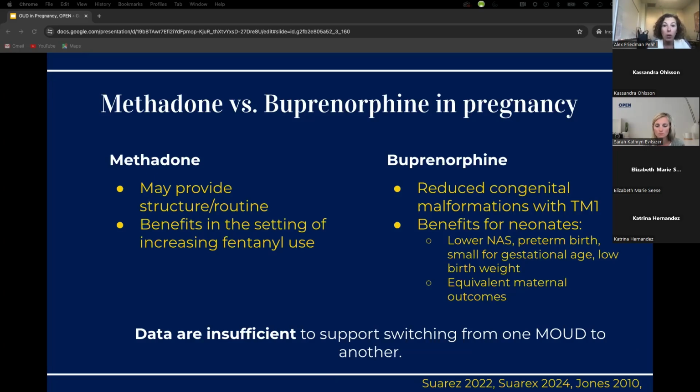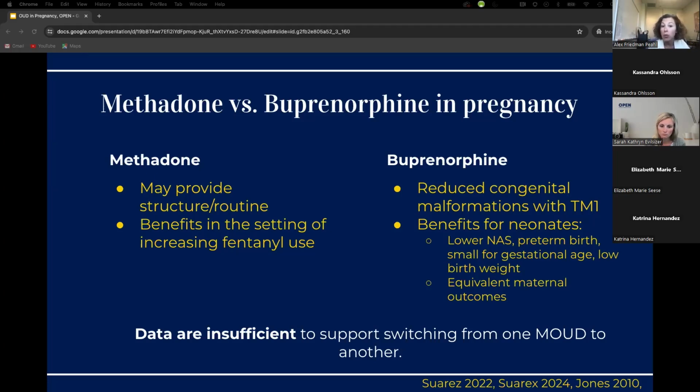This comes from a large retrospective study that used Medicaid claims data from 2000 to 2018. The study included over 13,000 pregnancies and used quite advanced analytics to discover a lower risk of congenital malformations with buprenorphine versus methadone. The relative risk was 0.8, which translates to one less congenital malformation for every 100 patients treated with buprenorphine versus methadone. We have also seen some benefits for neonates.